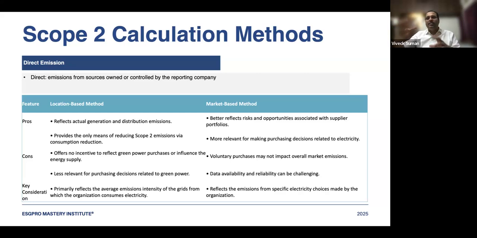एक NTPC नहीं है वहां पे, अडानी भी है, right? महाराष्ट्र में अडानी भी दे रहा है, NTPC भी दे रहा है, टाटा भी दे रहा है, सब है ना वहां पे. Everybody is giving and in the same grid they are using. In that case, it is better to use risk and opportunity side than the actual one. Second advantage of location based is that it provides only means to reducing scope 2 emission via consumption reduction.